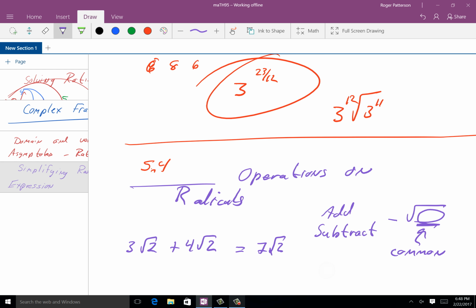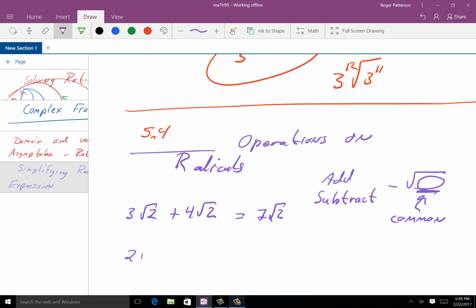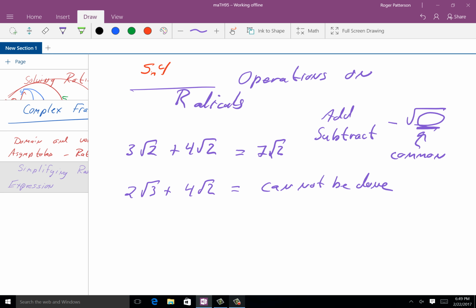But if those things are not the same, for example, if we try this one, we can't do it. It cannot be done. They have to be the same. The numbers underneath the radical signs have to be the same in order to add or subtract. Very similar to fractions, where you have to have common denominators. And it doesn't matter whether it's a square root or cube root, they've got to be the same. If they're not the same, you can't add them.